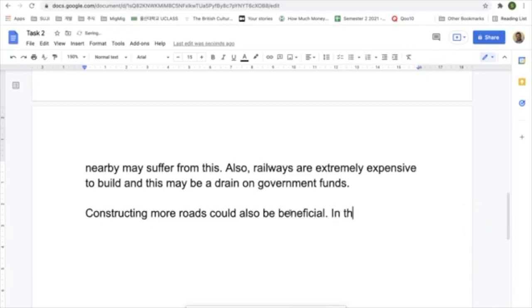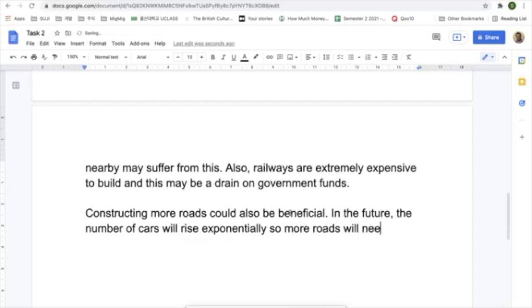In the future, the number of cars will rise exponentially. So more roads will need to be built to accommodate these vehicles.